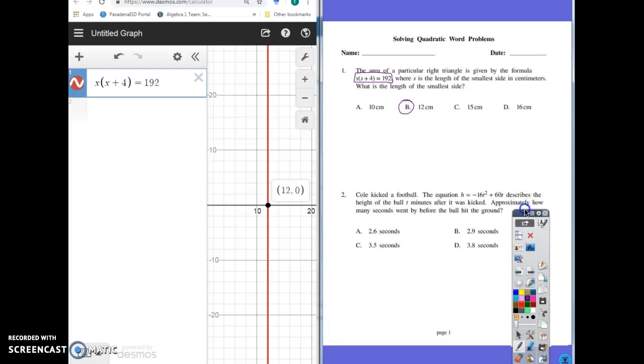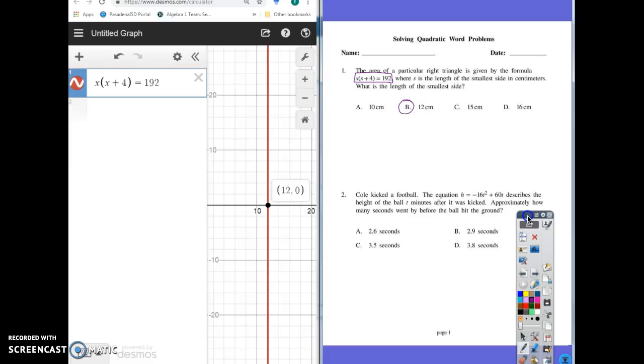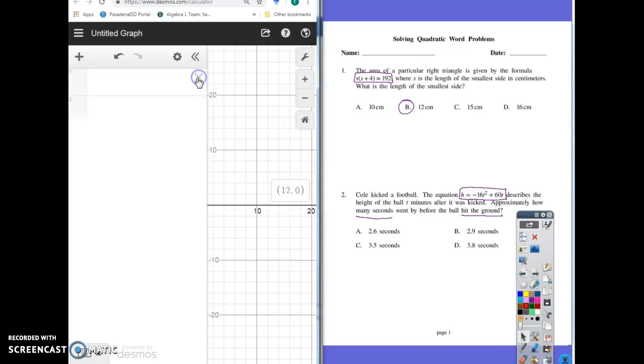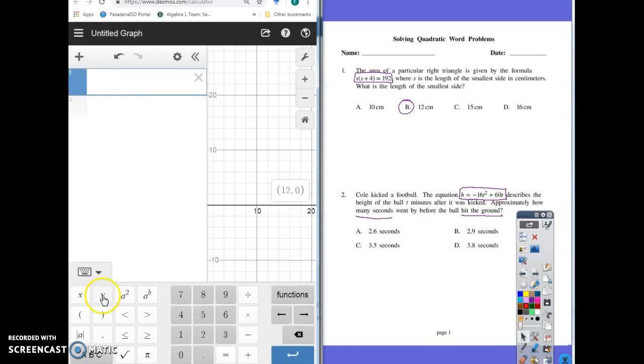The bottom says Cole kicked the football. They gave you an equation, so we're going to change those to Y's and X's. Describing the height of the ball T seconds after it was kicked. Approximately how many seconds went before the ball hit the ground? So we're going to type our equation in here. We are using Y's and X's, so it's Y equals, not H equals, negative 16X squared plus 60X.